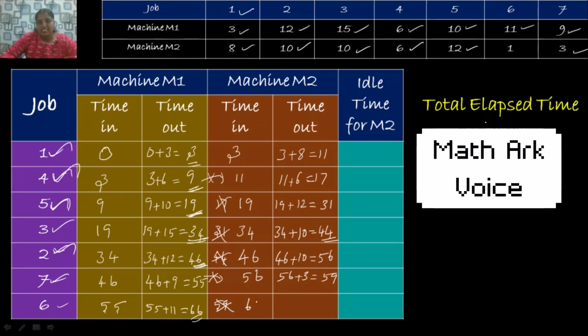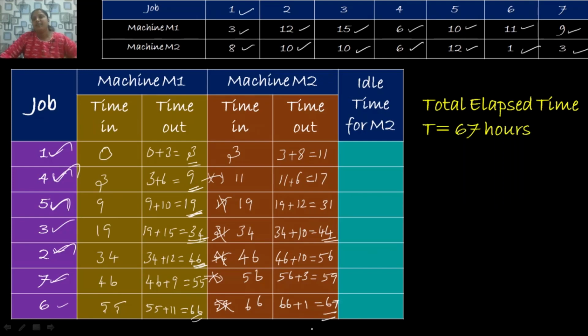So at 66 hours only job 6 enters machine M2 and it needs a processing time of 1 hour on machine M2. So 66 plus 1, 67 hours. This 67 hours is the minimum total elapsed time for completing the first job to the last job. So the total elapsed time is 67 hours.